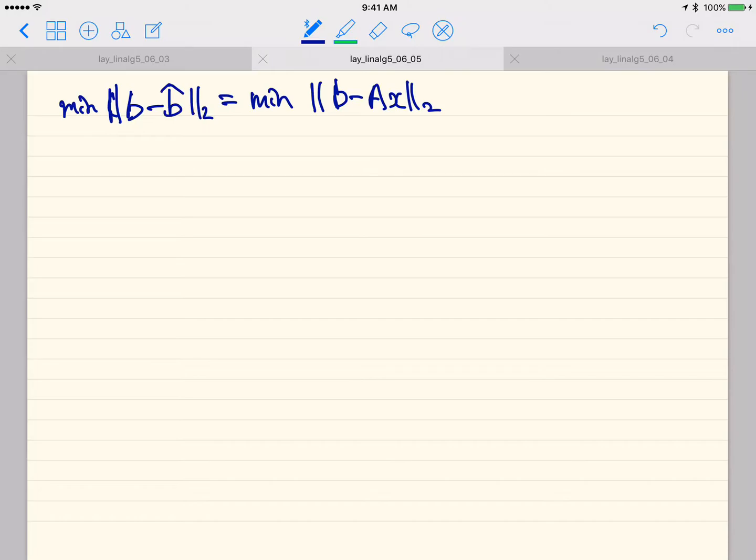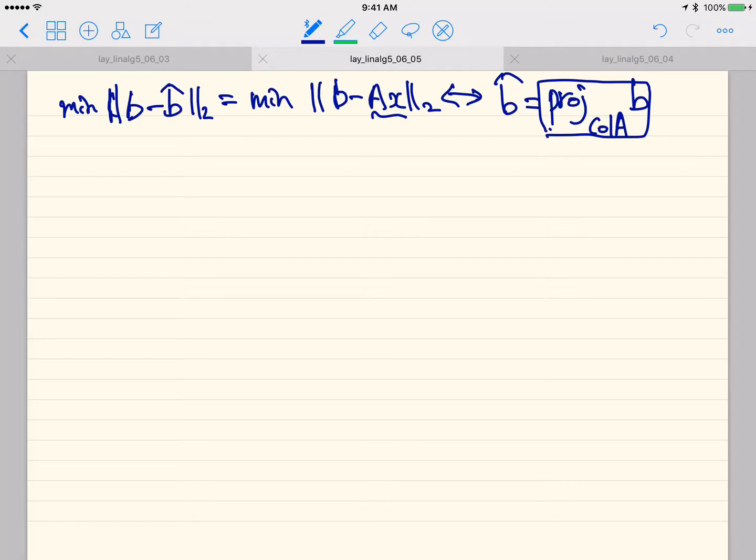Okay, and then in this case, from this geometric understanding, we know that this B hat should be the projection onto the subspace, the column space of A, right? And then we project B onto this subspace, right? So this should be our kind of optimal solution, right? Okay, and then this part.